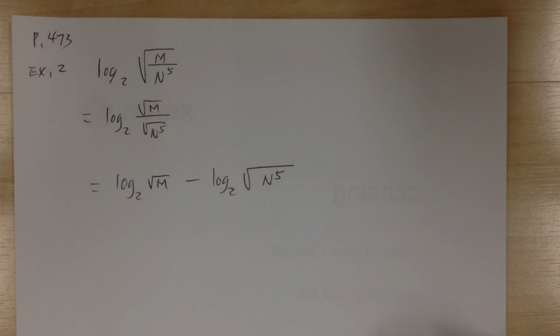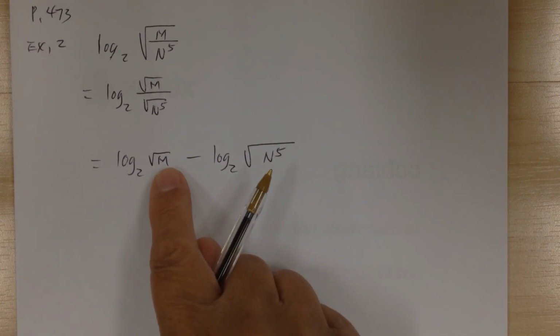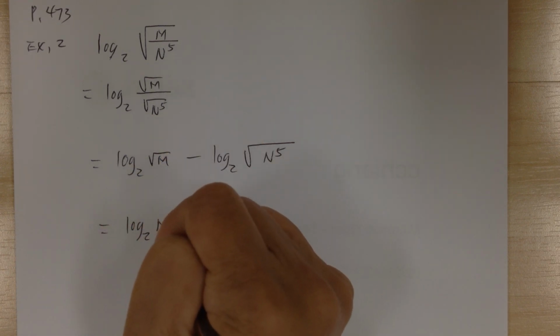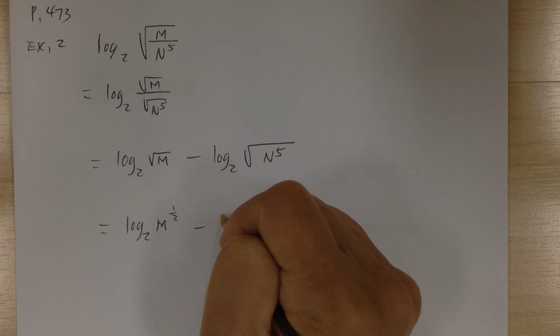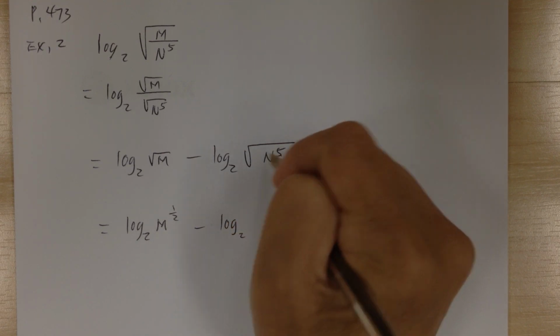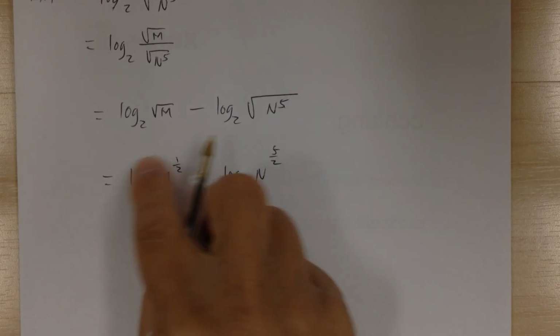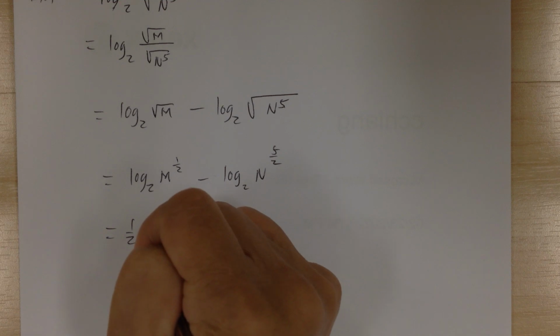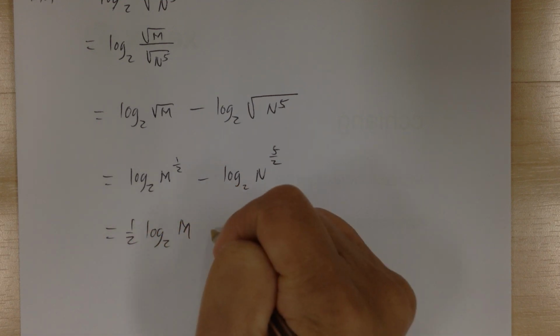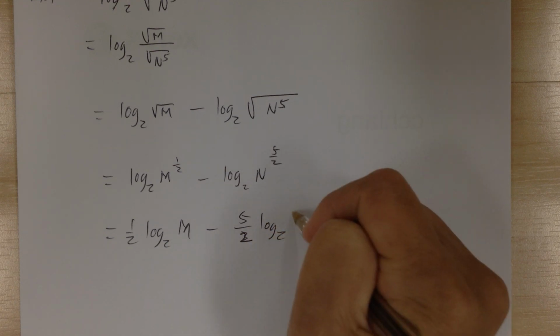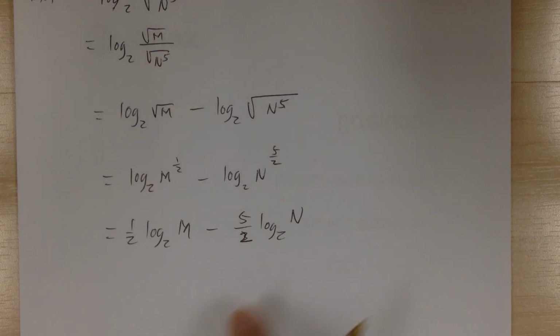And then after that, you can make them into exponents. So the square root is a 1/2 power, and this would be 5 over 2. Right? Then after that, you can apply the third law to bring these out to the front. Okay? So that's how you separate the divisions. Okay, let's go to example 3.